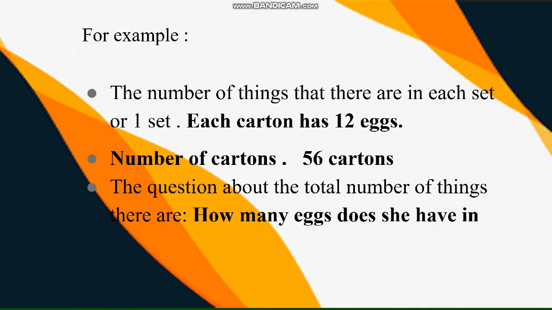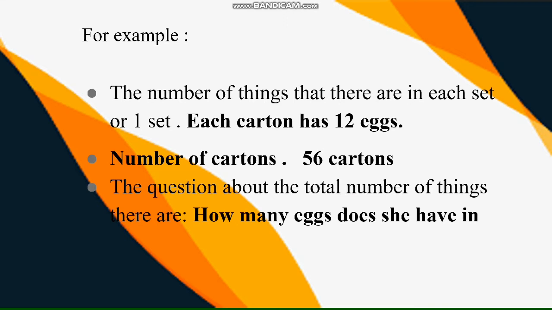Now here is the first example, wherein you can make a sentence like this: the number of things that are in each set, or you have to be precisely mentioning one set. We talk about one set. Like for example here, each carton has 12 eggs, so we have defined the value of one. Like we can say each book rack has got 20 books, or each box has, or each basket has, or one person has. So we are defining the value of one thing.